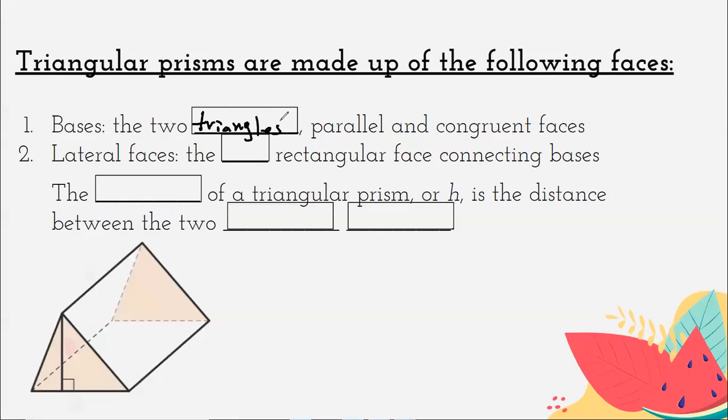Okay, parallel and congruent faces. Okay, so they are parallel triangles and they are congruent triangles. They're always going to be your triangles. Okay, your lateral faces are the three rectangles connecting your bases. Okay, so it's these three rectangles that run and are connecting your two bases, your two triangles.